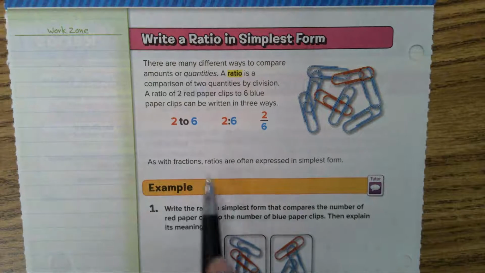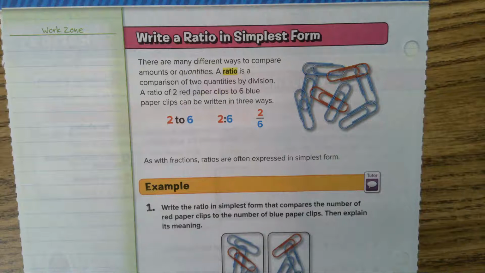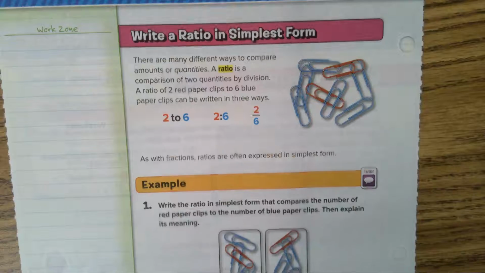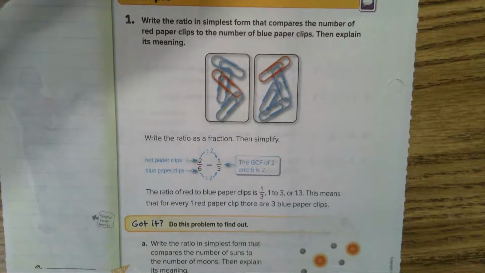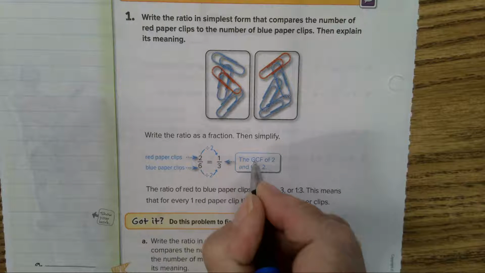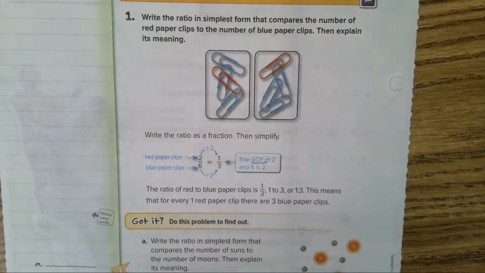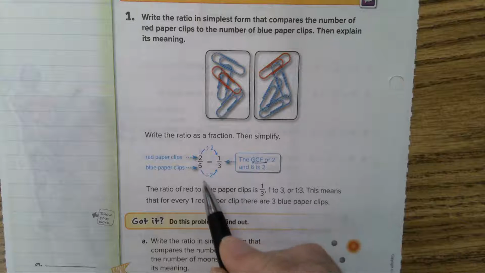As with fractions, ratios are often expressed in simplest form, and we're going to practice that today. All right, so this is what example 1 is about, putting things in simplest form. When you have a fraction, you want to look for the greatest common factor between the 2 numbers. If it has a greatest common factor, it can be simplified. So you say, what will divide a 2 and a 6? 2. When they're even numbers, you know that 2 divides all the even numbers, right? Even numbers are the numbers that end with a 0, 2, 4, 6, or 8. So 2 divided by 2 is 1. 6 divided by 2 is 3.